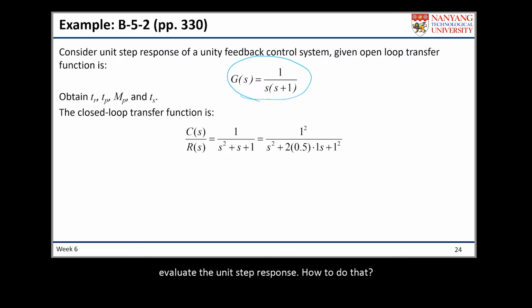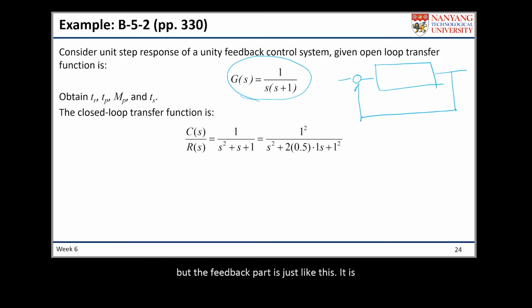Okay, how to do that? Remember again, what we have here is a unity feedback system. So what does it mean? You still remember what a unity feedback system is? A unity feedback system is a system that looks like this, right? But the feedback part is just like this. But it is known that the open loop transfer function is equal to G(s). So the open loop transfer function is 1 over s plus 1.